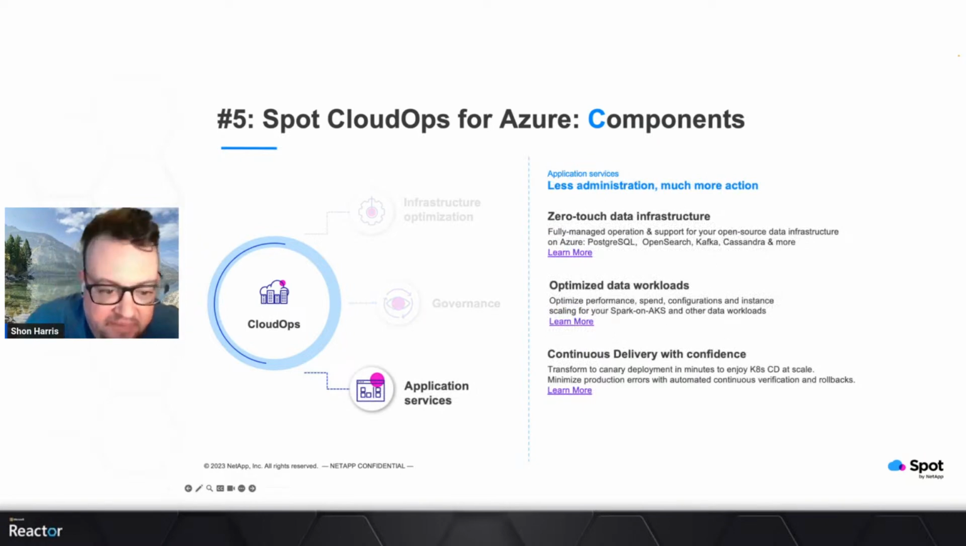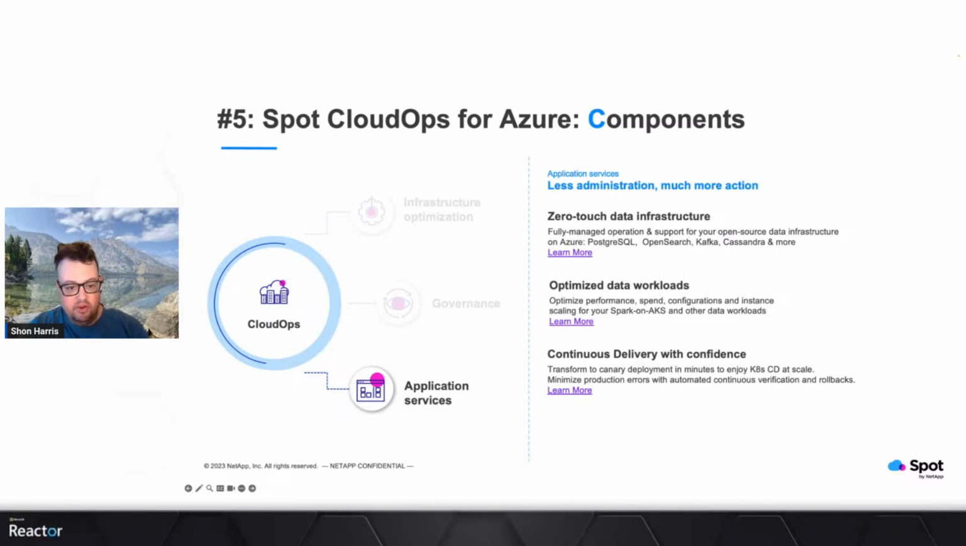Zero touch data infrastructure, fully managed infrastructure support for open source databases, Postgres, OpenSearch, Kafka, Cassandra, Elasticsearch, you name it, we have a way to support it. Open source data infrastructure is becoming more and more cloud native as we move into a serverless approach. Tools like Kubernetes, tools like Docker, tools like Terraform are built to work with these open source tools, and we support them entirely.